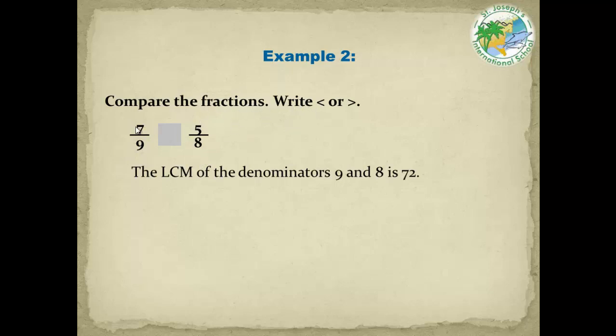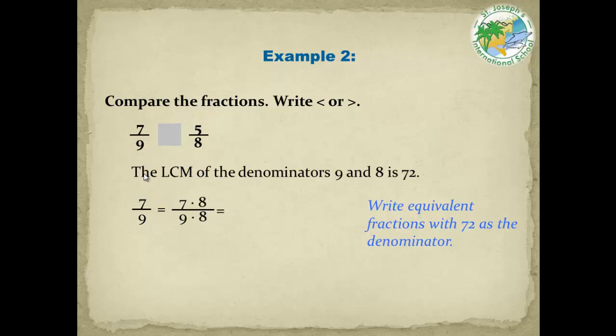We cannot compare between two fractions if the denominators are different. Then, write equivalent fractions with 72 as the denominator. 7 over 9 equals, we want an equivalent with the LCM as denominator. 9 times 8 equals 72. Then, 7 times 8 over 9 times 8. Okay? 7 times 8 equals 56 over 72.